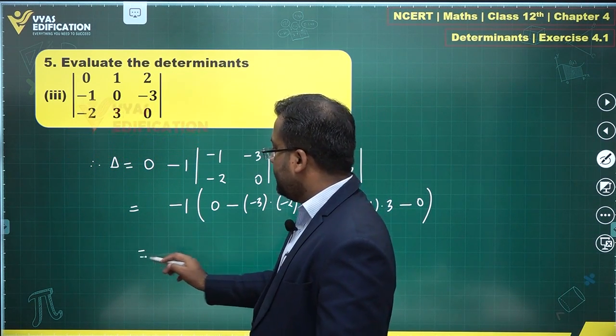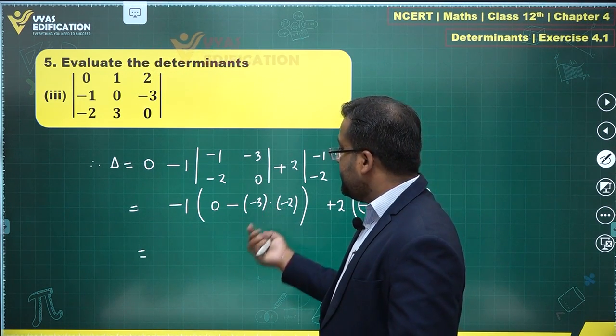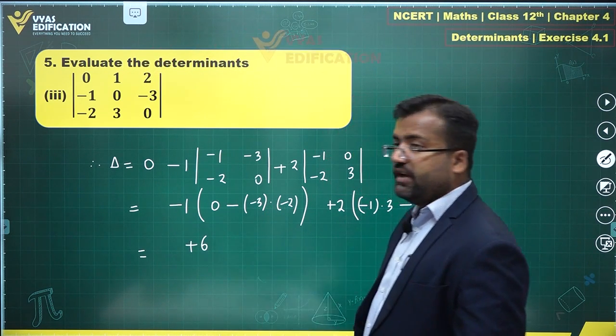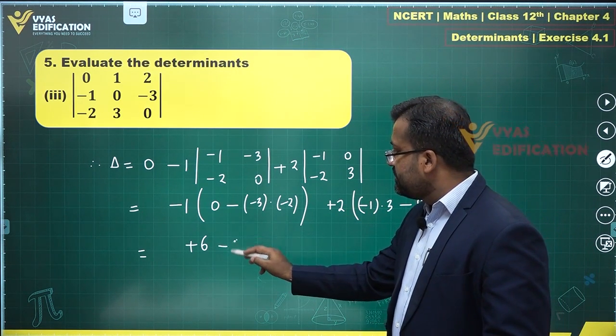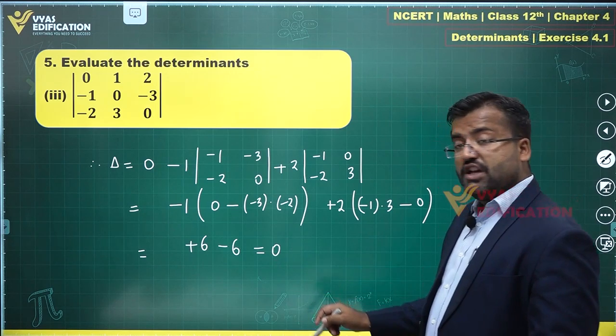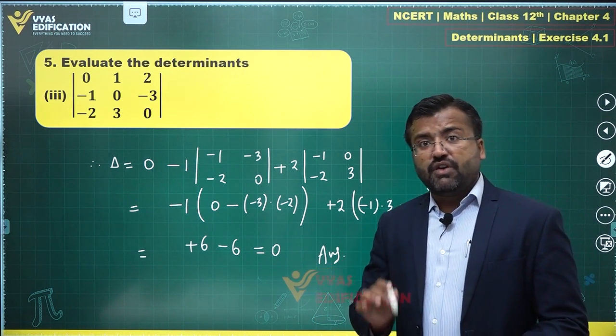What next? This is minus 1, this is minus, that becomes a plus, and this will be 6. So this is plus 6 over here. What about this? This is minus 3 and 2, which becomes minus 6, which will be simply 0. Yes, that's the value of this determinant. Okay. Can you observe one more thing over here?